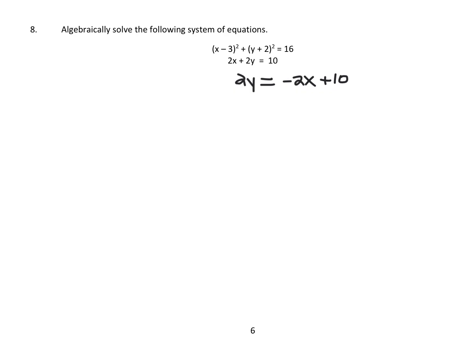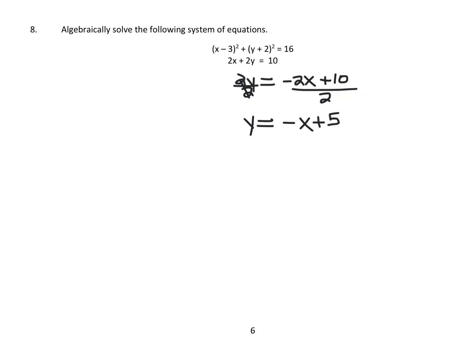Then to get the y by itself, I want to get rid of this 2. So I'm going to divide both sides of the equation by 2. These cancel, leaving me with y equals, and then over here, negative 2 divided by positive 2 is negative 1, so negative x. And then positive 10 divided by 2 is positive 5. So let's look at what I have here. I have that y is equal to negative x plus 5.